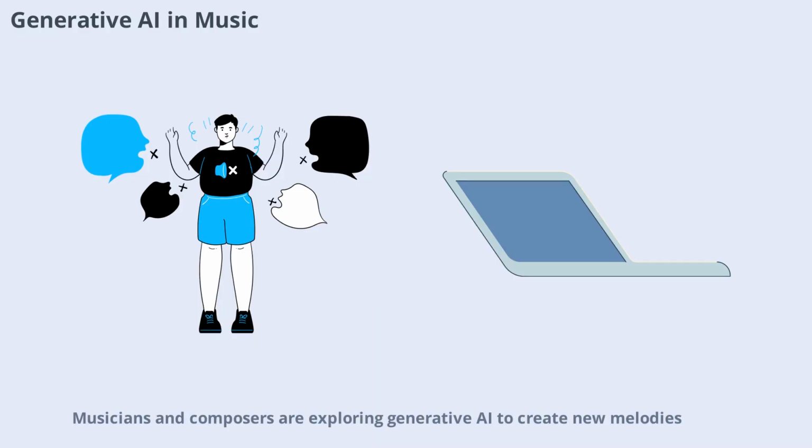Musicians and composers are exploring generative AI to create new melodies, harmonies, and even entire songs. These models can blend genres, experiment with styles, and inspire artists to push the boundaries of what's possible in music.